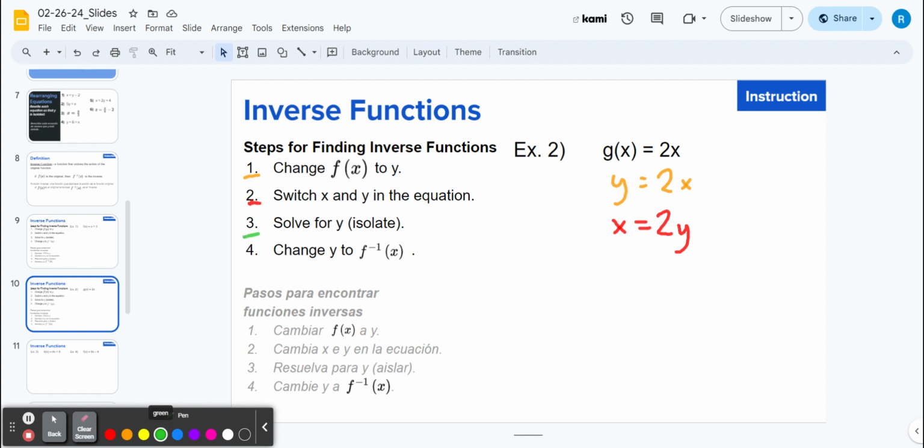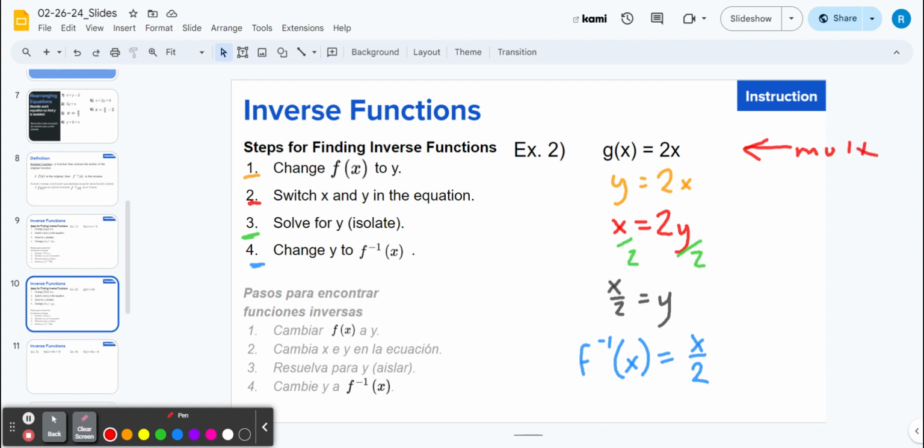Now I'm on the difficult step of solving for y. In this case, since 2 and y are being multiplied together, we can divide on both sides, giving us x over 2 equals y. And then finally, we can change that y to our inverse notation, and I'm going to rewrite it left to right as well. Inverse of x is equal to x over 2. And again, check out that jump: we had multiply up here and we had divide down here. We are finding those inverse operations.